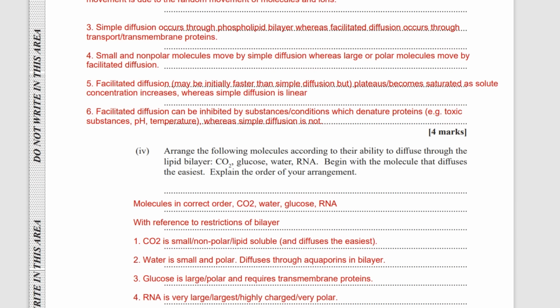All right, so you look at this one here. They say arrange the following molecules according to their ability to diffuse through the lipid bilayer. You have carbon dioxide, glucose, water, and RNA. Begin with the molecule that diffuses the easiest. So the order that you want to go here is, you can think about the least complex to the most complex, right?